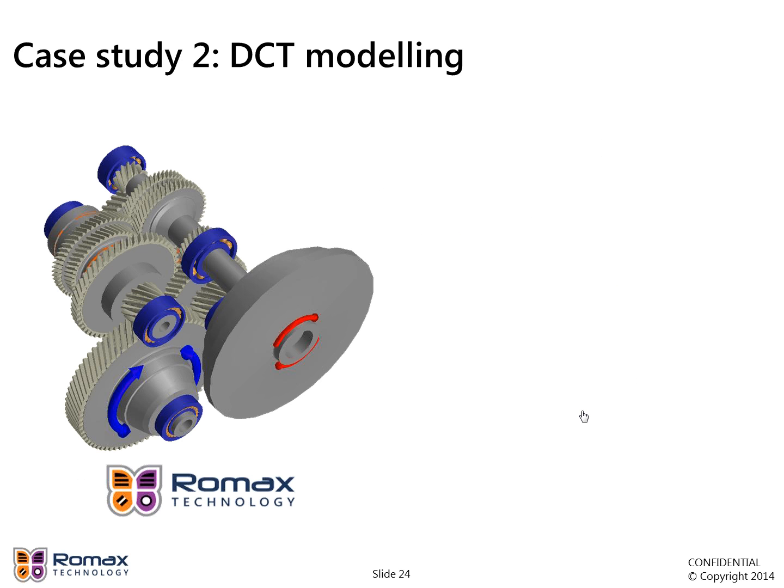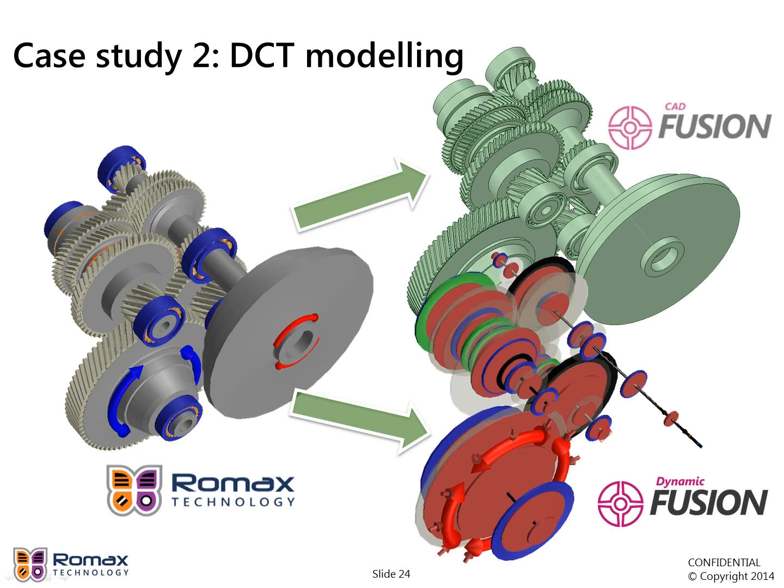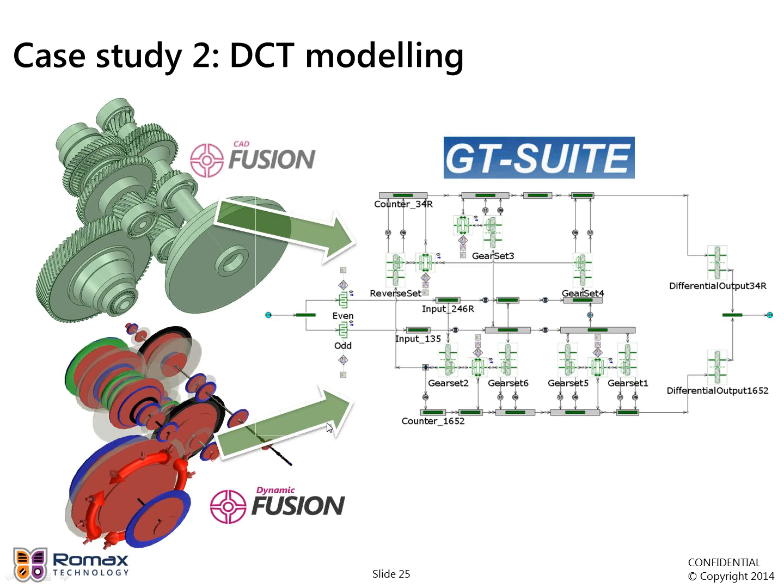The gearbox that we're looking at is a dual clutch transmission, and you can see the Romax model here. To get the model into GT Suite, they require lots of data. You need the CAD data, which is exported using CAD Fusion, and this is for visualization purposes. And then also the multi-body model coming from DynamicFUSION, which is of course our main interest today. But both of those things are then used in the creation of this model in GT Suite.